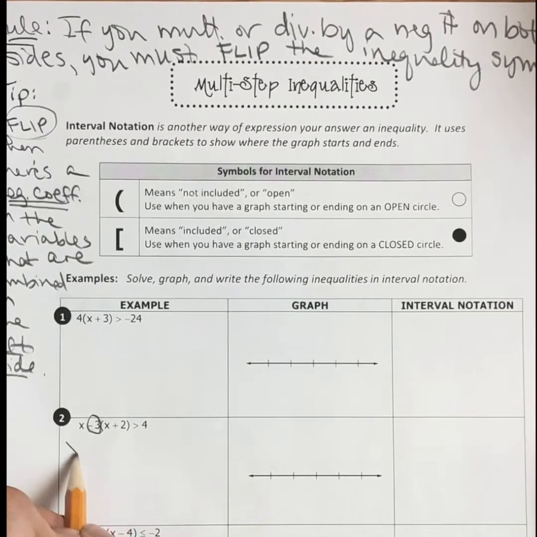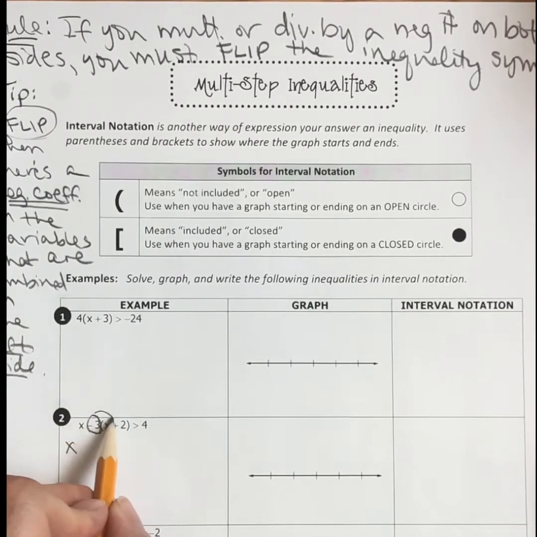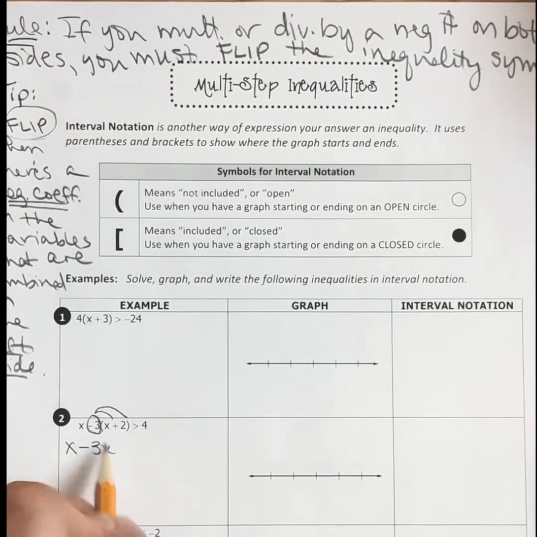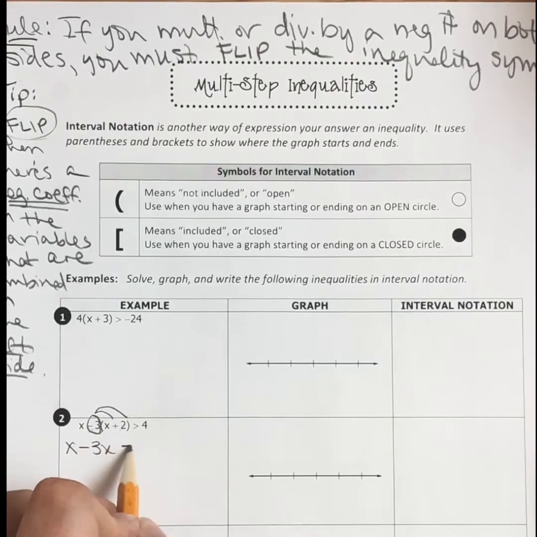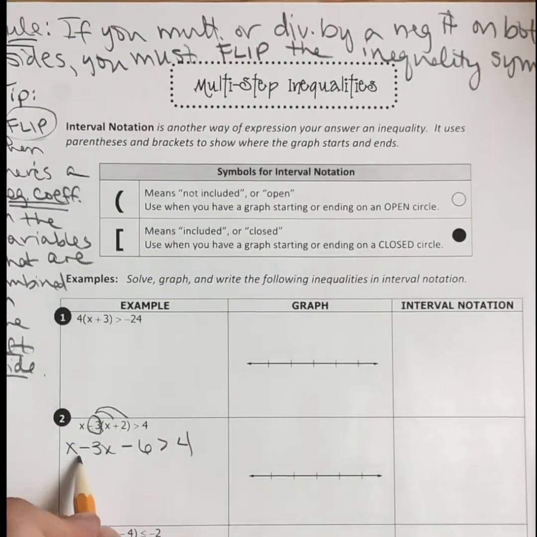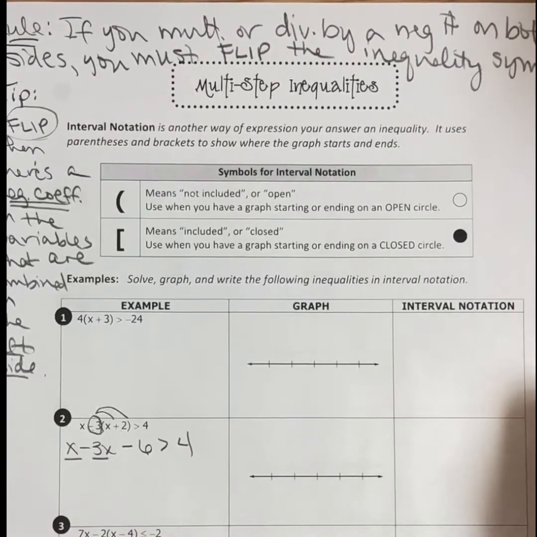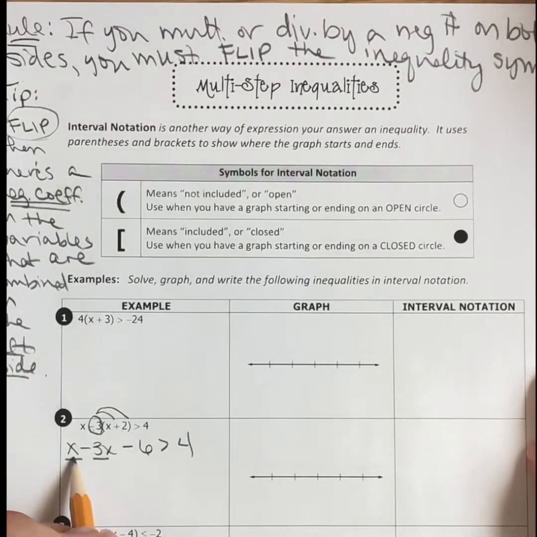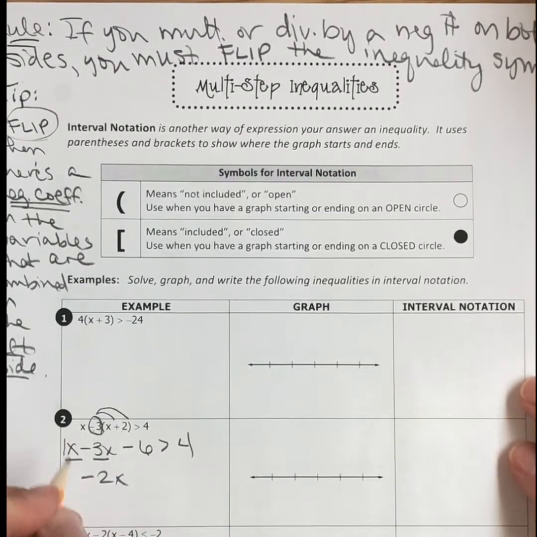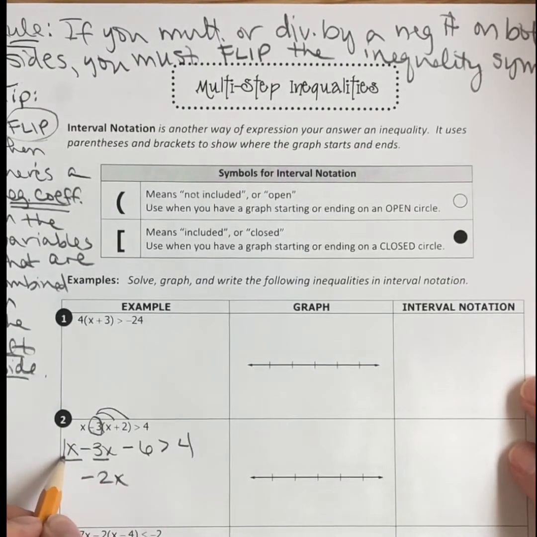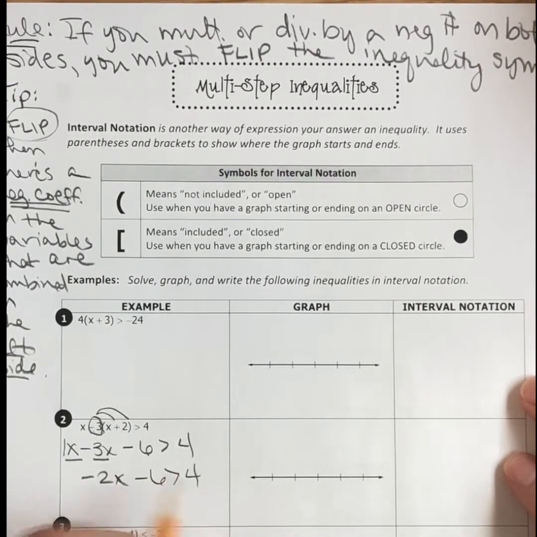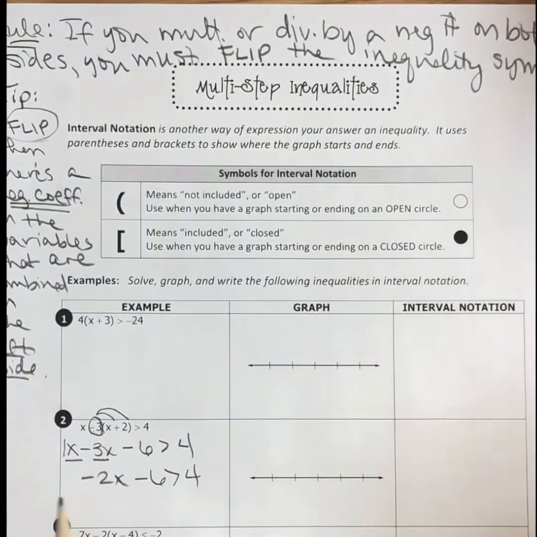Okay, so I'm going to copy the x because there's nothing to do with that, and we're going to distribute the negative 3. So it becomes negative 3x, and negative 3 times positive 2 is negative 6, greater than 4. So I'm going to combine the like terms that are on the same side, and 1x minus 3x is negative 2x. If you need, you can always write in that 1x in front, and then you have your minus 6 greater than 4.